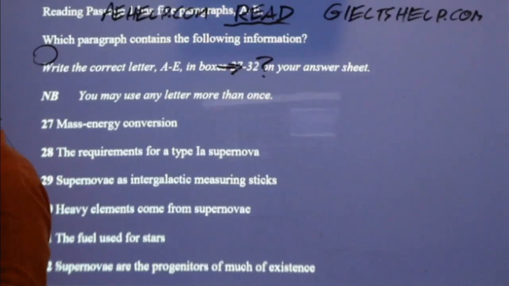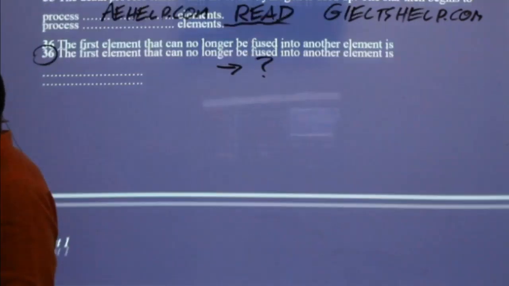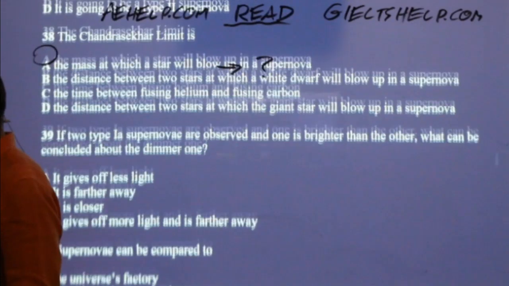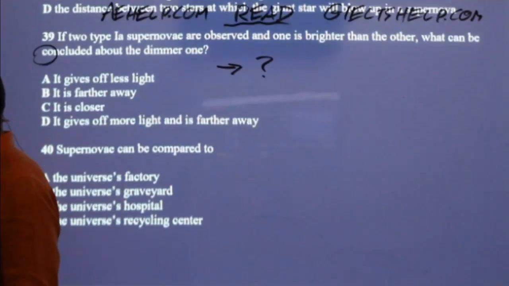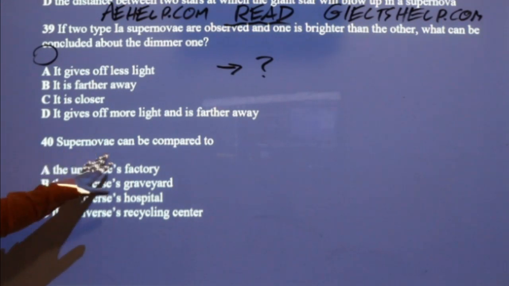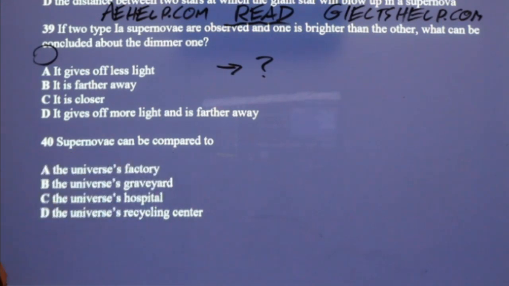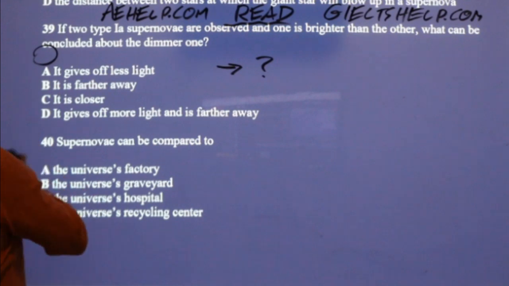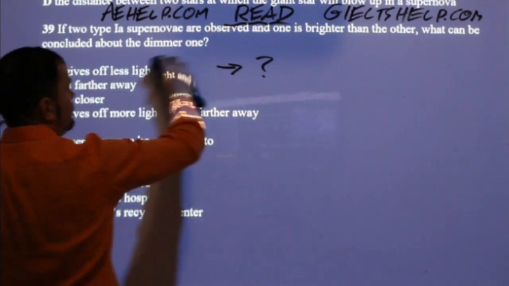Let's go back to our questions here. So, last one, number 40. Supernovae can be compared to. Interesting. All right, let's see what that's about. Okay, so far so good. Now let's read together. All right?